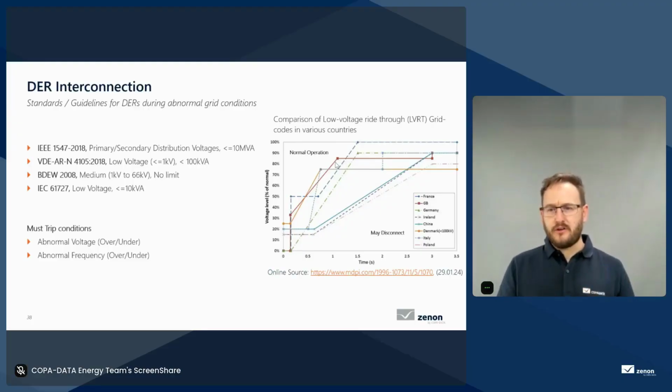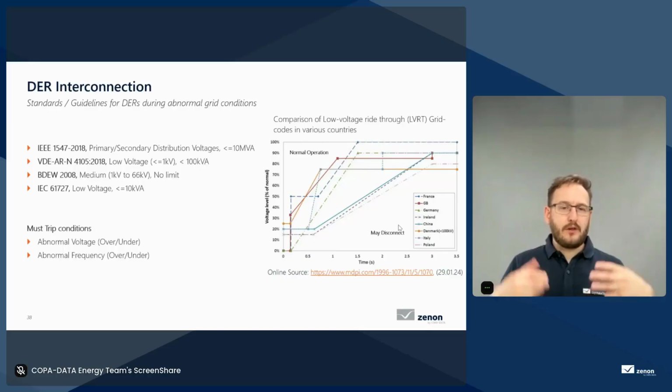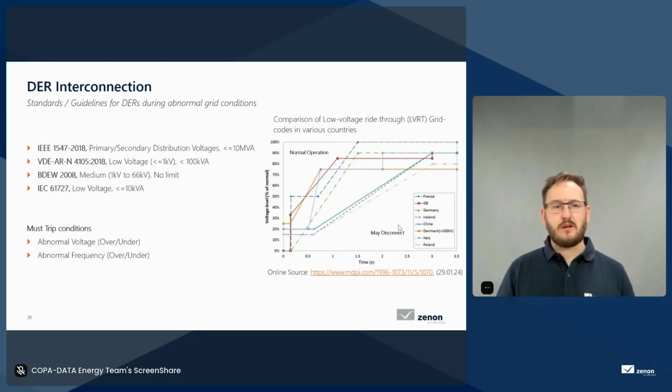But what I also wanted to point out is you can see the different colored lines in this graph, and each of these represents a different country. So the geographical placement of where we connect the DER to the grid is country-based, but also within the country, defined by the utility or the DSO. Whoever you are connecting with will have their own specific set of standards and guidelines which we must adhere to.